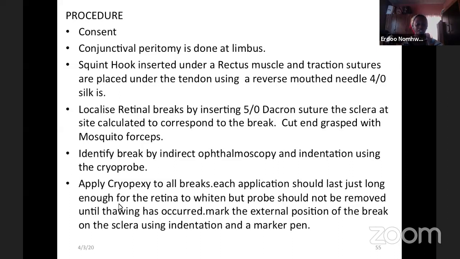So you need to identify it using your indirect ophthalmoscopy, and then you indent, then you use your cryo probe to actually create the retinal adhesion around the breaks. This just tells us that the application should last just enough for the retina to whiten. The probe should not be removed until thawing has occurred. Still the same thing. Mark the external position of the break on the sclera using indentation or a marker.